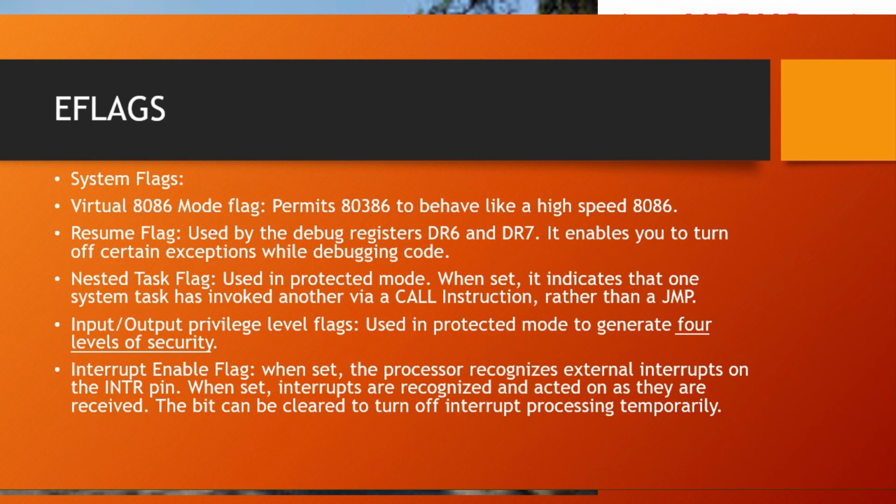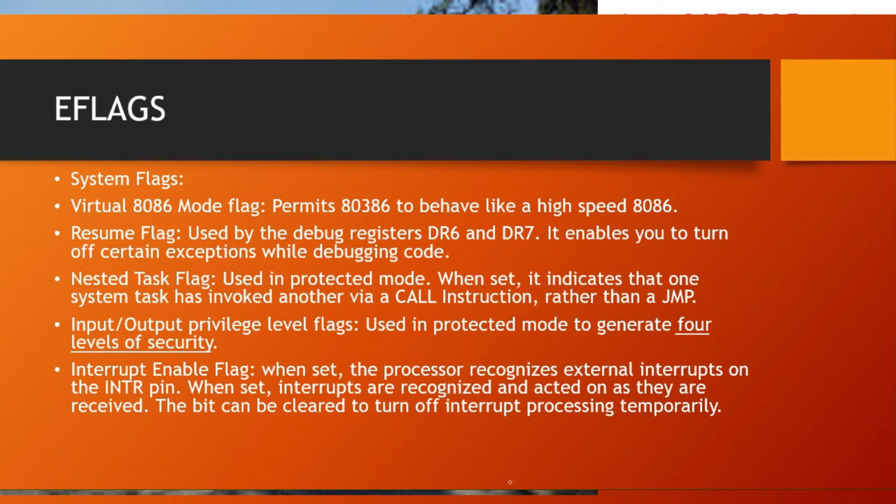Then there is the NT flag, or nested task flag. This flag is used basically in protected mode, and when it is set, it indicates that one system task has invoked another via a call instruction rather than a jump instruction. Then there is the privilege flag. As I told you, it is a 2-bit flag with 4 possible values, and it is used in protected mode to generate 4 levels of security.